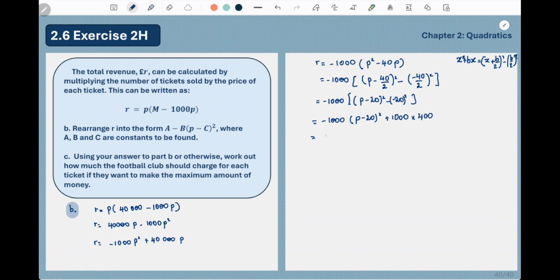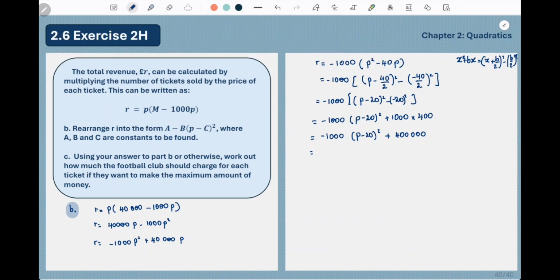So simplifying, p minus 20 squared plus 400,000. So we haven't done much here. We're just literally doing simplification. The crucial step is going from here to here, the right way. Other than that, that's just simple simplification.